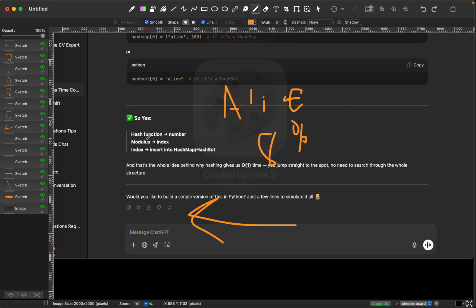Just like how a traditional dictionary works, you have a key attached to a value. And then for index, it's basically a numerical representation for an element in an array. So that's that.